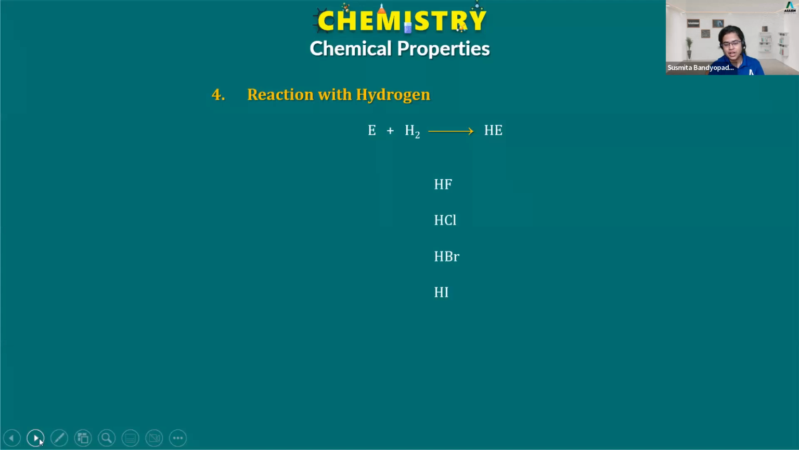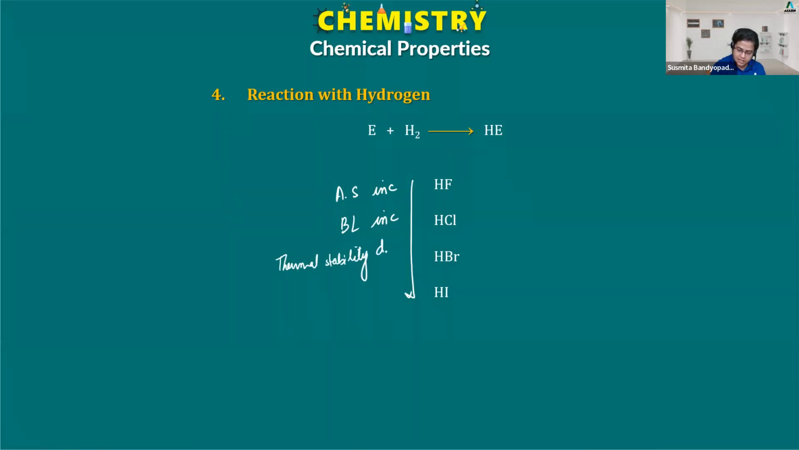Students, comment on the acidic strength as you go down the group. Acidic strength increases because HI is not at all compatible. The bond length is more, so it's easier to break the bond. Acidic strength increases. Bond length increases. Thermal stability decreases. Reducing nature.